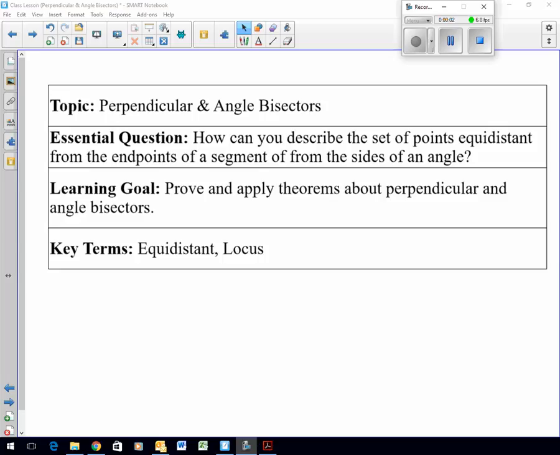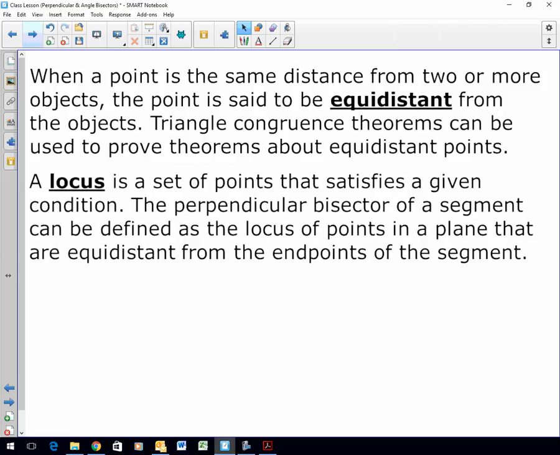All right, today we're going to talk about perpendicular and angle bisectors, or how you can describe a set of points equidistant from points of a segment or from the sides of an angle? We'll talk about all that in a second. Prove and apply theorems about perpendicular and angle bisectors. You need to know equidistant and locus. Let's start off with equidistant.